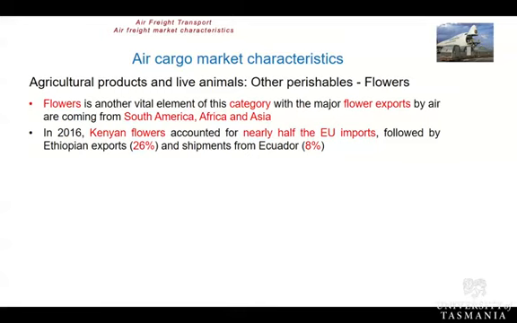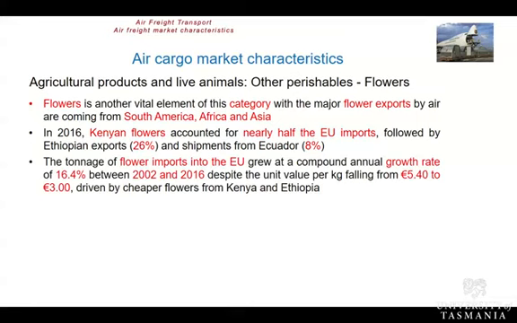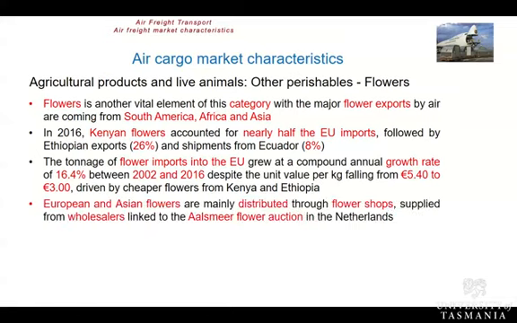My understanding is that the imports from Ecuador are a relatively new thing, and probably go some way to explaining how the volumes of flower imports into the EU grew by 16%, which is quite significant, over the period up to 2016, despite the fact that the price of the flowers went down from €5.40 to €3. And much of the reason for this devaluation of prices is probably that they were responding to the additional competition from Ecuador.